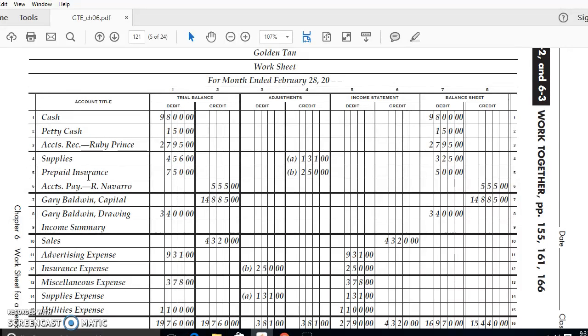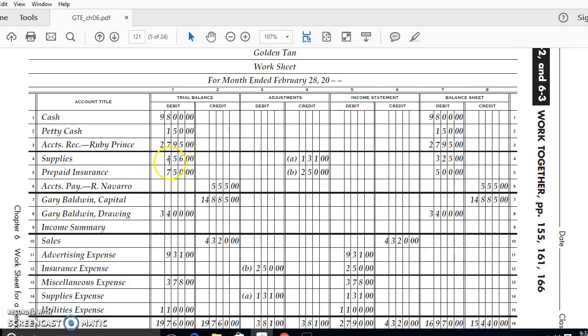Again, an asset is an asset until we use it up. Once it's used up, it is expensed. I want you to take a look here at my supply amount at the beginning of the month. The beginning of the month, I have $456. Now I'm up on the screen now. $456 worth of supplies. At the end of the month, clear over here in the balance sheet column, I have $325 worth of supplies at the end of the month.